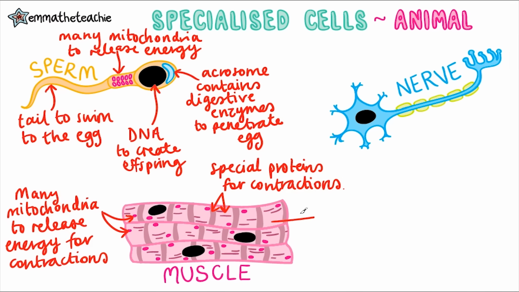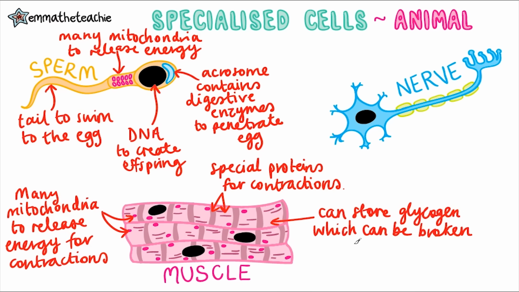And finally, these cells can also store glycogen. This is broken down into glucose to allow respiration to happen. You're going to learn more about respiration in the bioenergetics topic, so don't worry too much about that now.